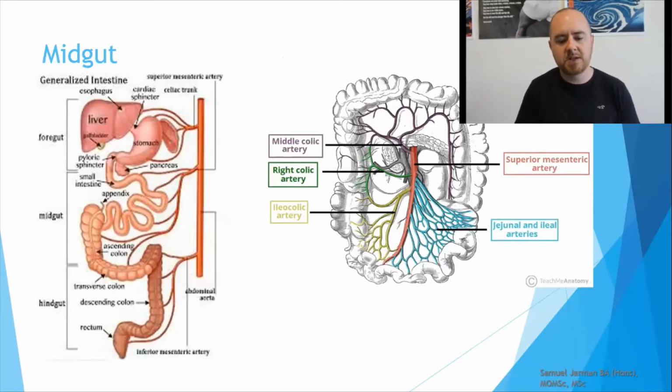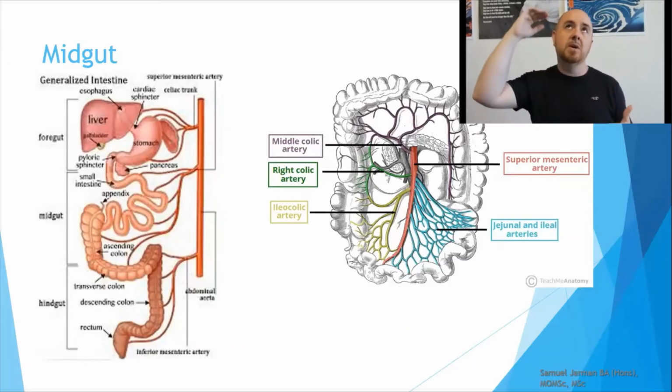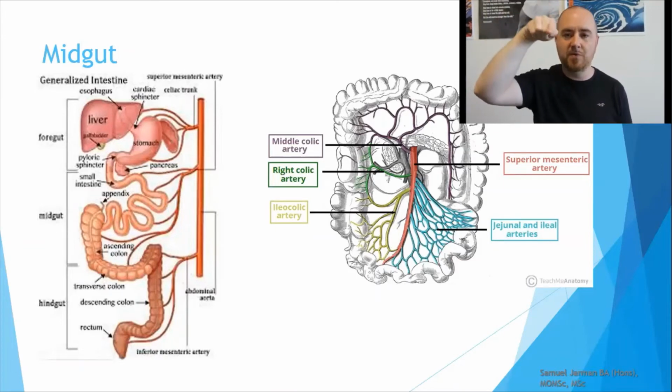The midgut is going to receive arterial supply off of the second unpaired artery off of the abdominal aorta, which is the superior mesenteric artery, and it is then going to give off branches. Now, the manner in which it does this is it travels through the mesentery proper. So I believe it's around the level of L1 or L2. It's going to essentially go forwards, but as it goes forwards, it enters the mesentery proper.